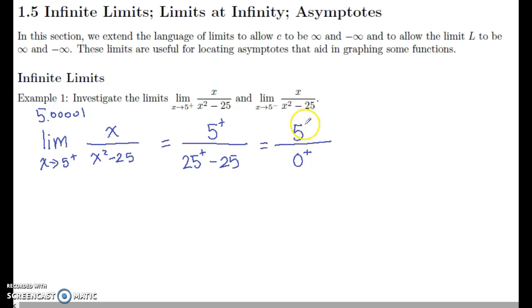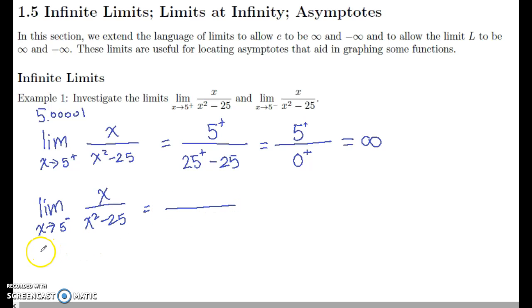Okay, here is the number 5 divided by 0. So positive divided by positive, you get a positive number. And 1 over 0 from the right is positive infinity, which you can confirm with your calculator. Similarly, we can discuss the limit as x approaches 5 from the left, x over x squared minus 25.